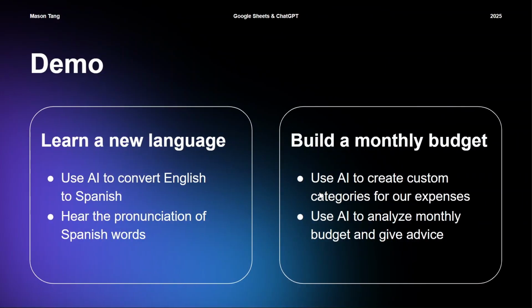So we'll be doing two different demos. We're going to learn a new language. We're going to use AI to convert English to Spanish. And then we're going to hear the pronunciation of the Spanish words. We're going to build a monthly budget. We're going to use AI to create custom categories for our expenses. We're going to use AI to analyze our monthly budget and give us advice similar to a financial advisor.